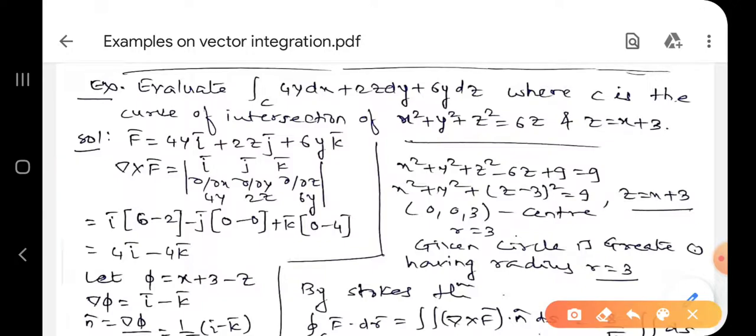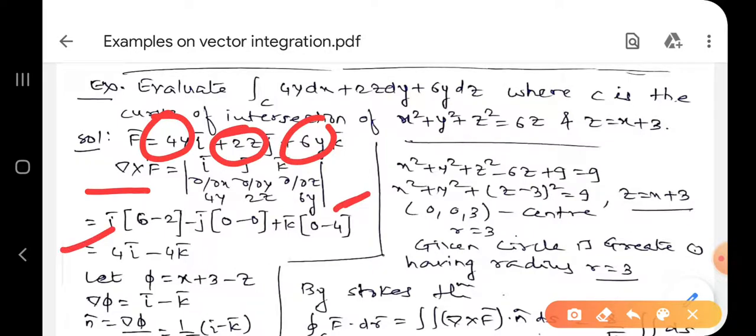मग करा सॉल्व. आता इथे डेल क्रॉस एफ बार काढा प्रत्येकाने. आय बार, जे बार, के बार, डो बाय डो एक्स, डो बाय डो वाय, डो बाय डो झेड. कर्ल काढता ना, तो कर्लच काढायचा इथे. 4y, 2z आणि 6y. करा सॉल्व. हा डिटर्मिनंट तुम्हाला येईल 4i बार मायनस 4k बार. बरोबर, इथपर्यंत आपण आलो आहे.